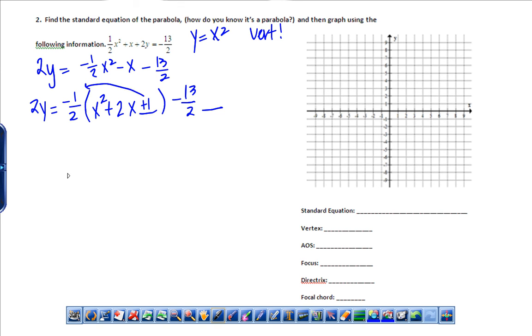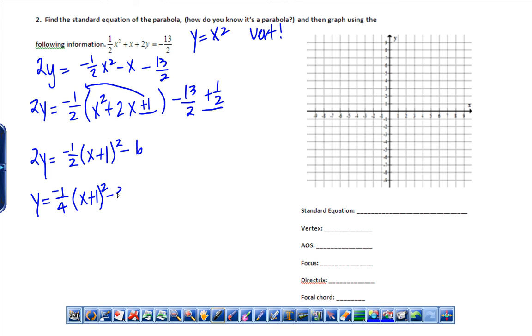This is really negative 1/2. Because I'm on the same side of the equal sign, I'm going to add a 1/2. So 2y is equal to negative 1/2 (x plus 1) quantity squared. This right here is going to give me a minus 6. Because I'm solving for y equals, I'm going to divide everything by 2. So y equals, divide negative 1/2 by 2, that's negative 1/4 (x plus 1) quantity squared, and this divided by 2 gives me a 3.